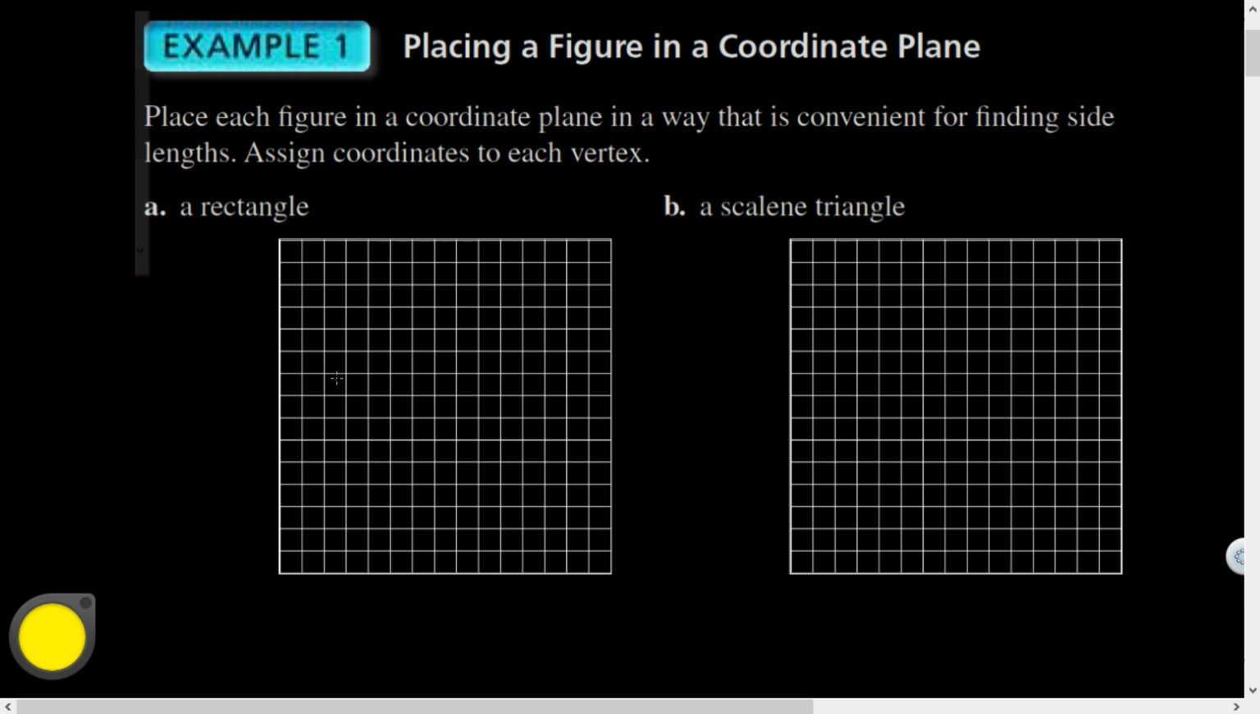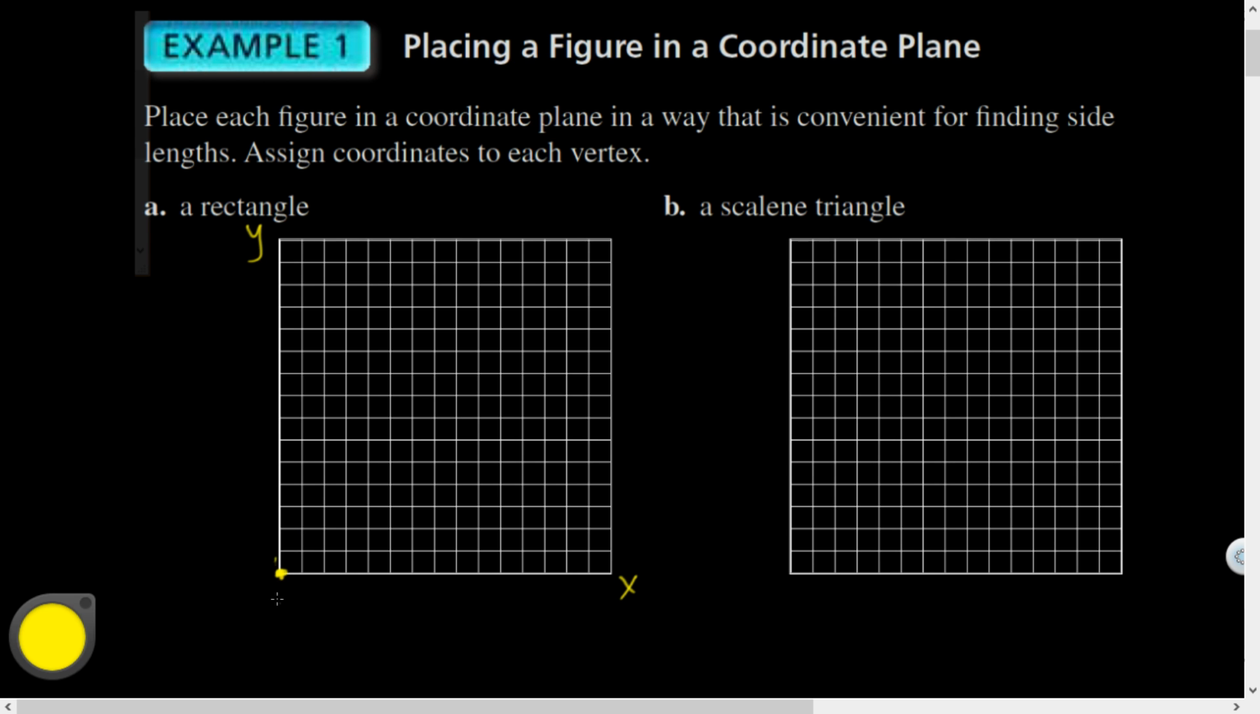If I'm working with a rectangle, I wouldn't want to place it tilted like this. That would be the worst. I also wouldn't want to set myself up to have to work with negative numbers. So let's just make the origin the lower left and only work in the positive quadrant.